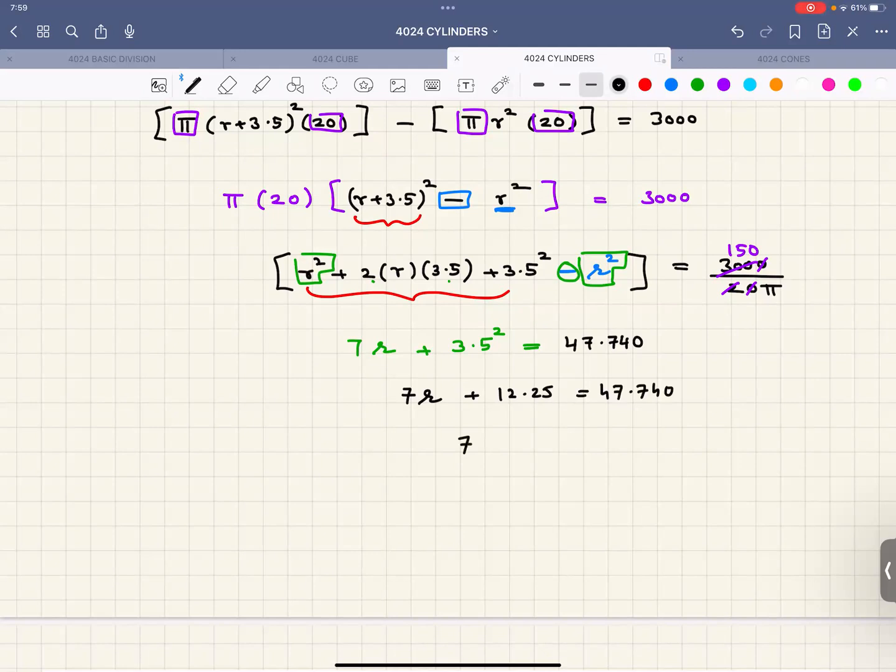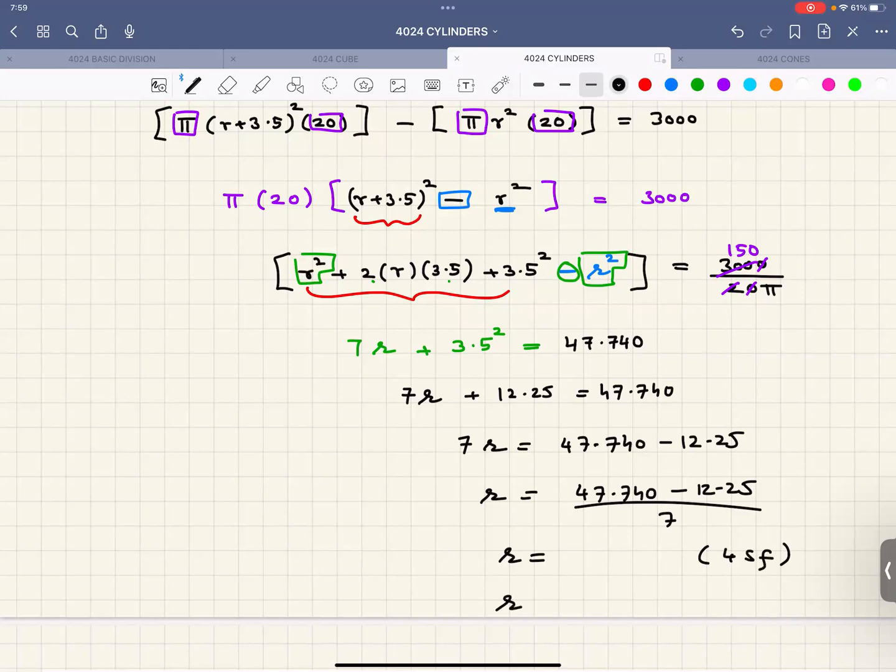47.740, 7R is 47.740 minus 12.25. Therefore, R is 47.740 minus 12.25 divided by 7. First, we will write the 4SF value, then we will write the 3SF value. So let me do the subtraction. 47.740 minus 12.25 divided by 7 comes out to be 5.07 exactly.